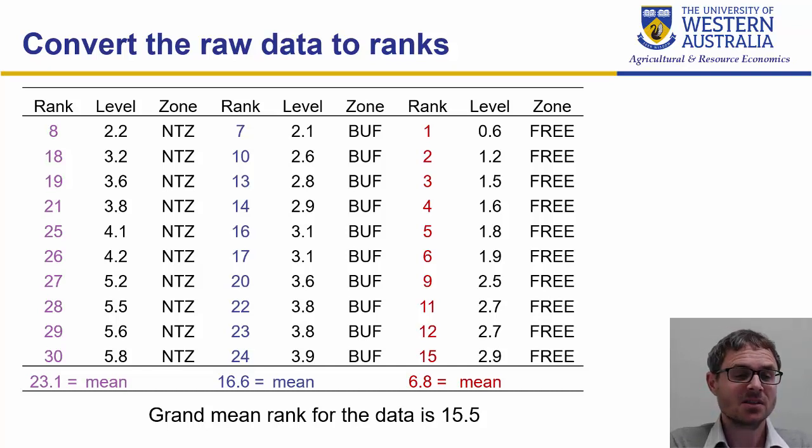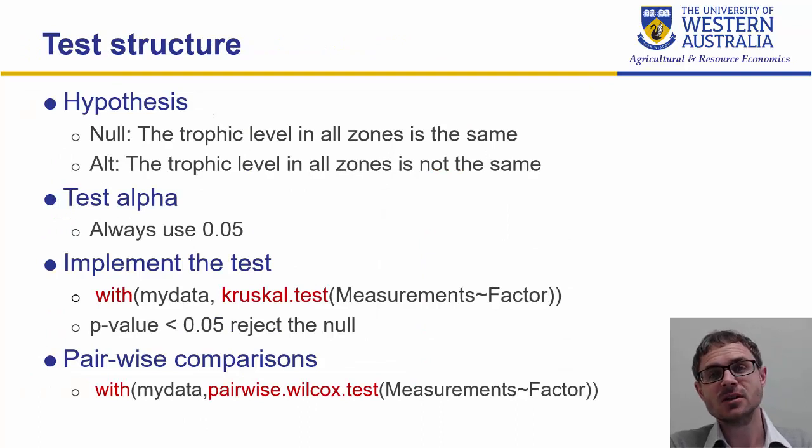Okay, so what's our test structure? The null: trophic level in all zones is the same. So again, nothing about means, just this general statement of a null. The alternate: trophic level is not the same. You can see I've started to change around the way that I express the alternate. Sometimes I say there is at least one difference, or they're not all the same. You don't have to follow one exact format, but it does have to be clear. All of those alternates have the same meaning.